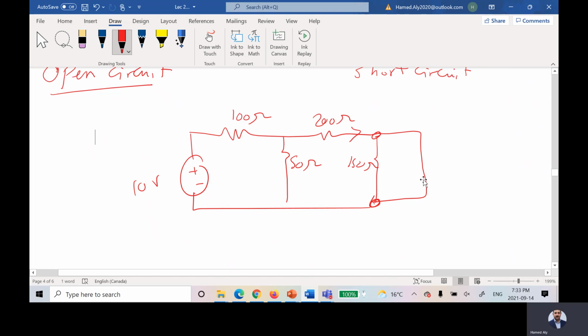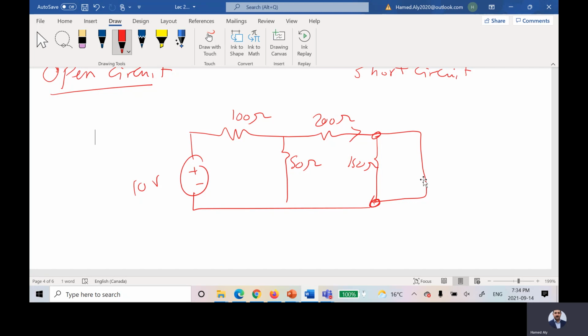What is the meaning of parallel? Parallel means I have two branches. I can hold both of them between my two hands. This is the meaning of parallel. Again, parallel means I have two branches, and I can hold both of them. They will have the same voltage, but they will have different currents.